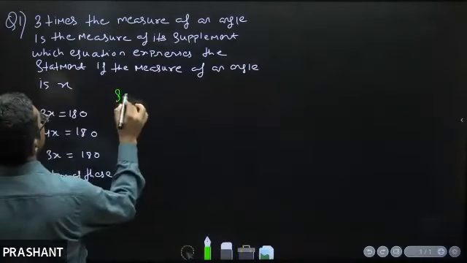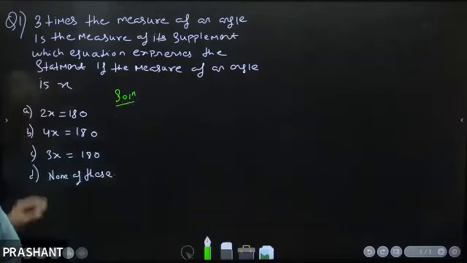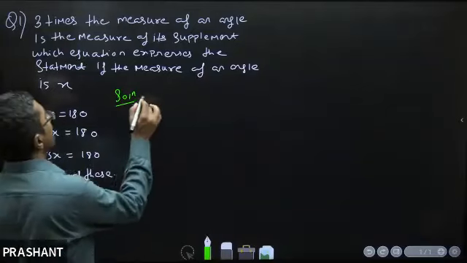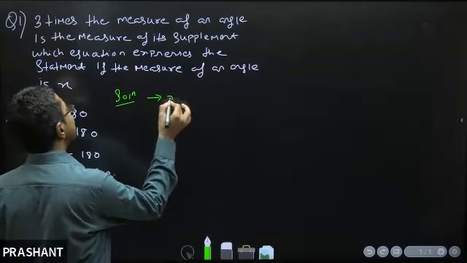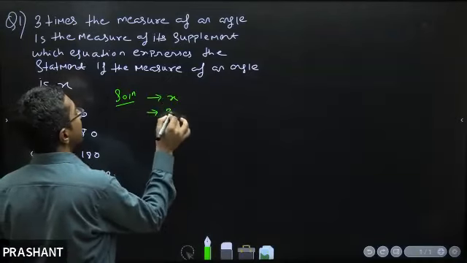तो इसका सोल्यूशन क्या होगा? अभी क्या बोला है? What has been said here? 3 times the measure of an angle is the measure of its supplement. इसका मतलब क्या हो गया? What do you mean by this? 3 times the measure of its angle is equal to its supplement. मतलब अगर एक एंगल x है तो another angle कितना हो गया हमारा?